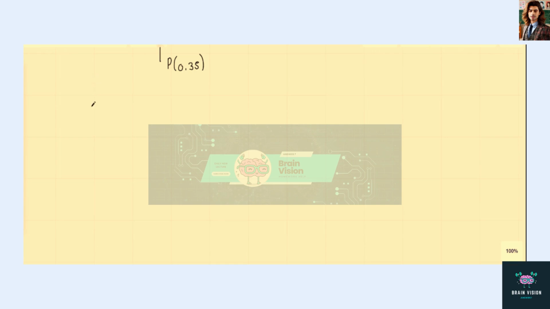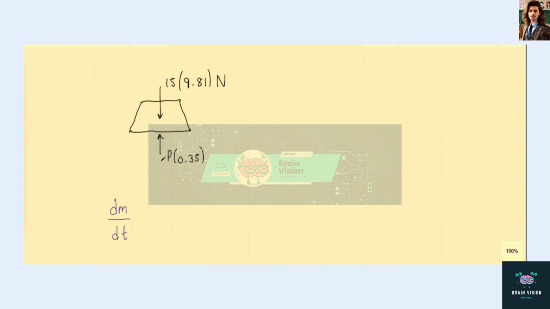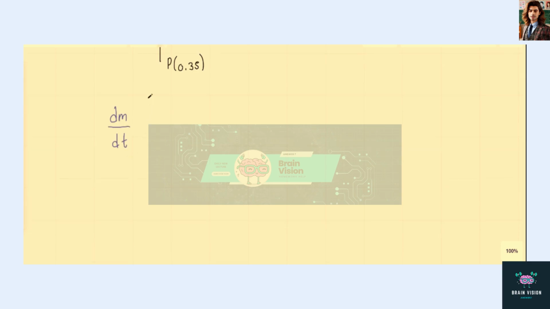So the first thing we need to do is calculate the mass flow rate dm/dt. Looking at our diagram, on the ground we have the weight of the mower acting downwards, which is its mass, 15, times 9.81, the value for g. And acting upward is the air pressure, which has a force equal to the pressure times the cross-sectional area, 0.35 square meters.